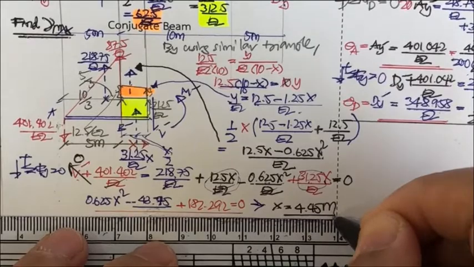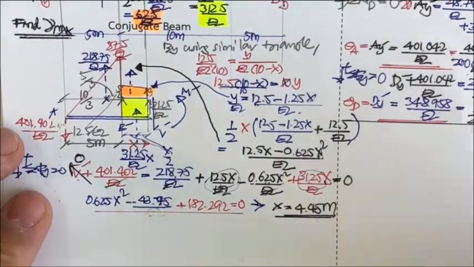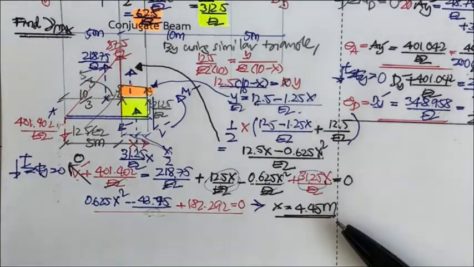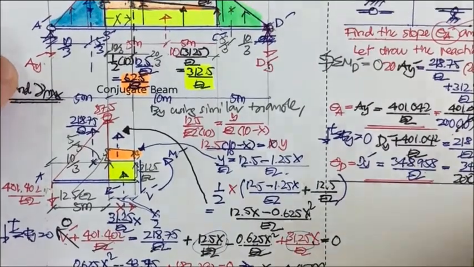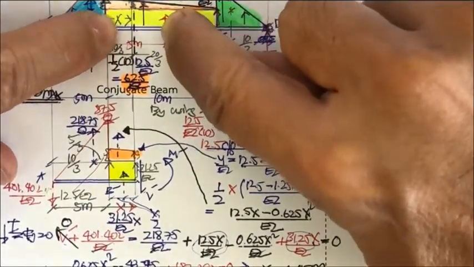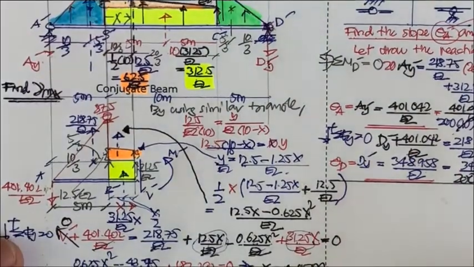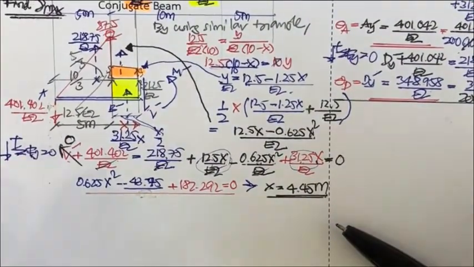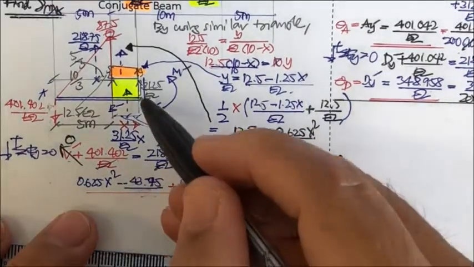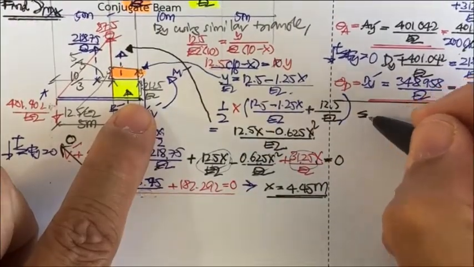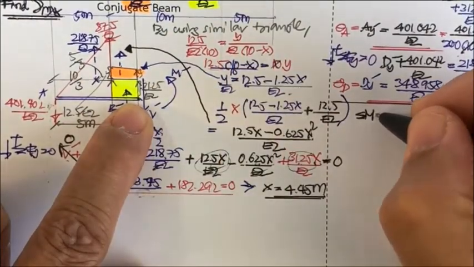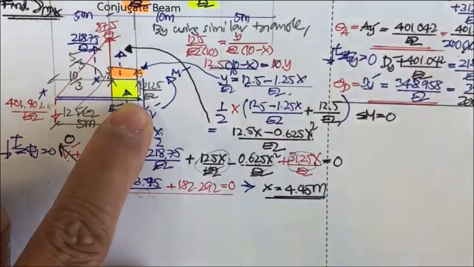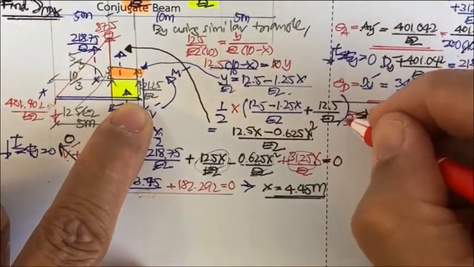4.45 meter. So we arrive at the x of 4.45 meter, which is less than 5 meter, half of this, which is 5 meter. Okay, so it's pretty close to here. It's near the middle. Now we are ready to take the moment about this point, and then we have the summation of the moment about this point equal to 0, and this is going to be positive.